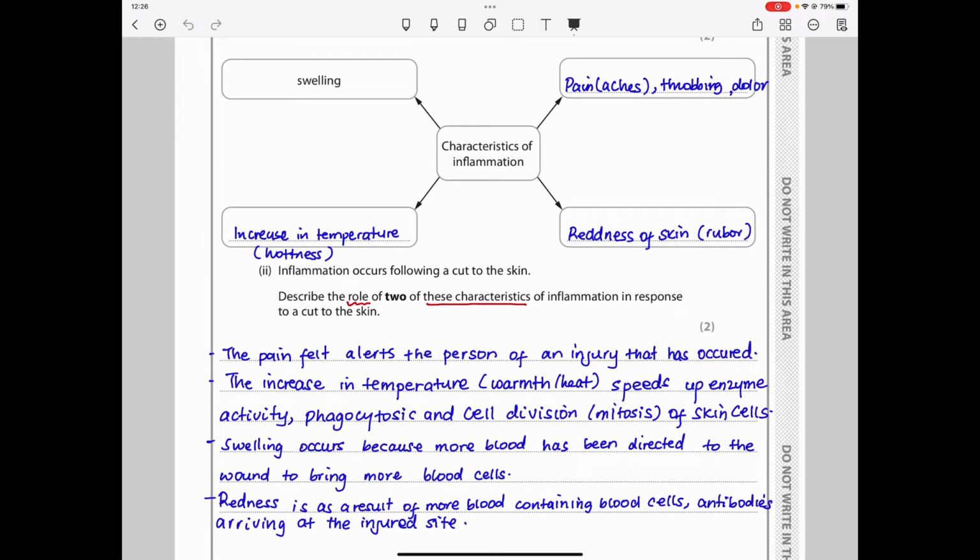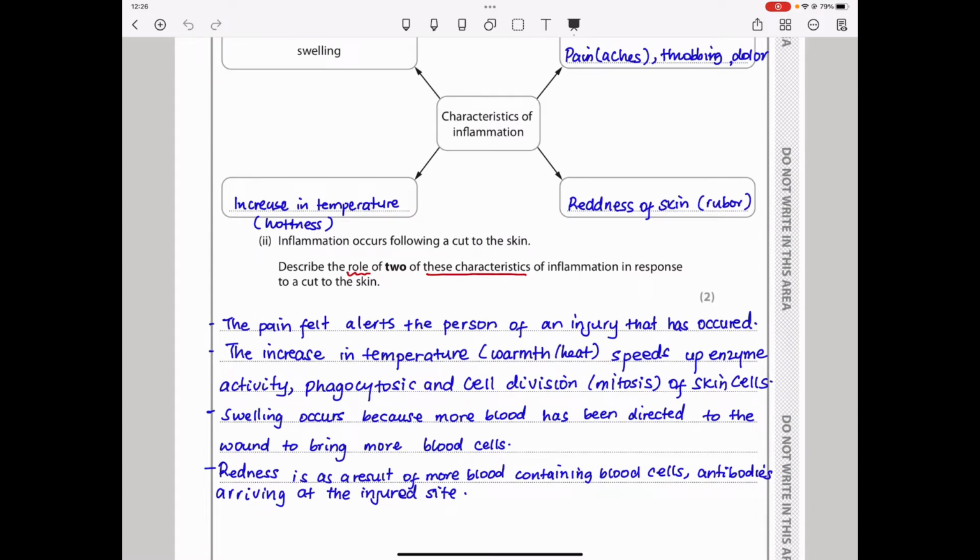The next part says, inflammation occurs following a cut to the skin. Describe the role of 2 of these characteristics of inflammation in response to a cut skin. So the pain is felt in order to alert the person that the injury has occurred. The pain is there to alert you so that you take care to prevent infection. And then the increase in temperature is there to provide the right amount of energy so that the rate of reaction is sped up.